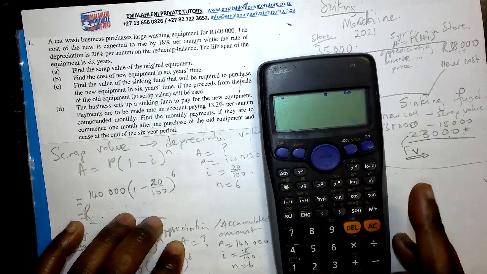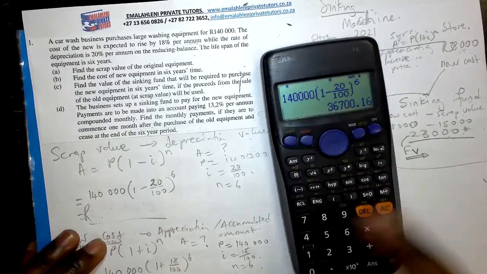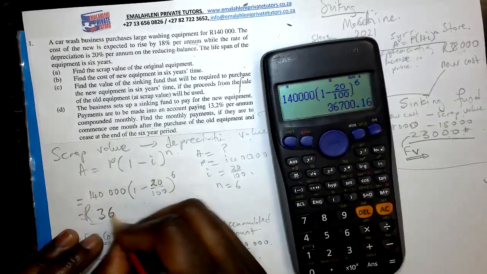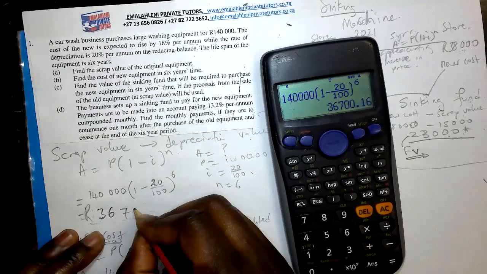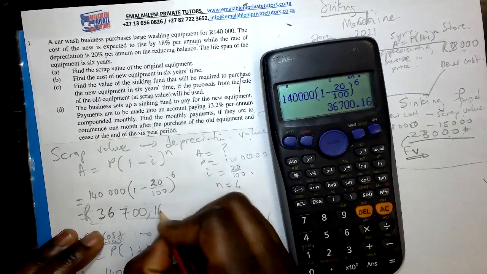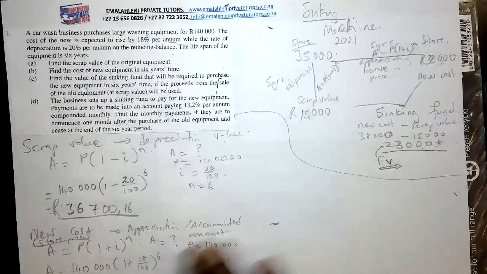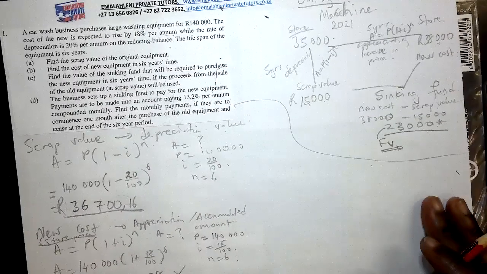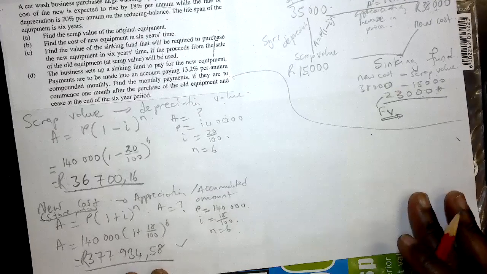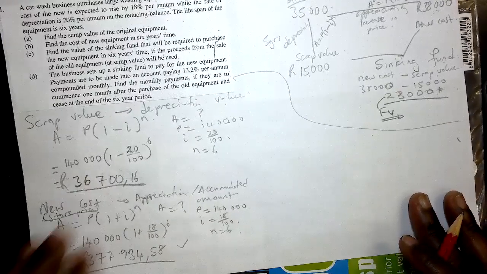Okay, then what do we get there? We see that is very much less. It's going to be 36,700.16. That's what we have here. So this is the scrap value. This one is appreciation.